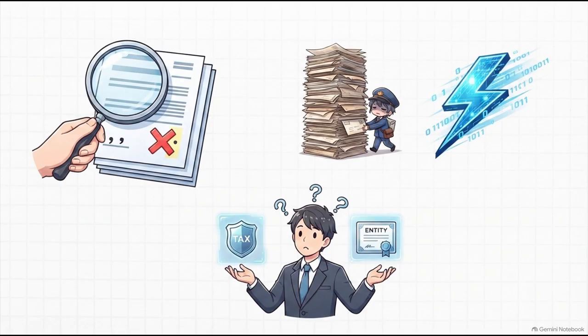And finally, hidden names. Failing to check trade names, which you probably know as DBAs or doing business as, can lead to missed records. For example, a company might legally be registered as Apex Dynamics LLC, but they operate day-to-day under the trade name Apex Consulting. You've got to search the exact trade name to find their underlying corporate record.